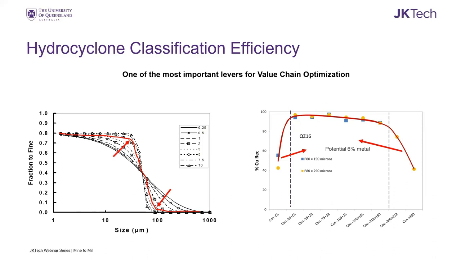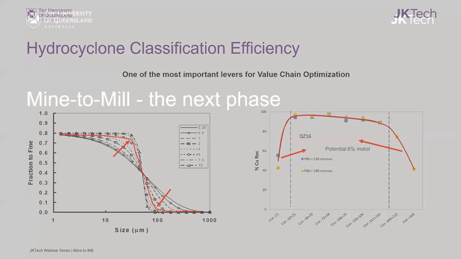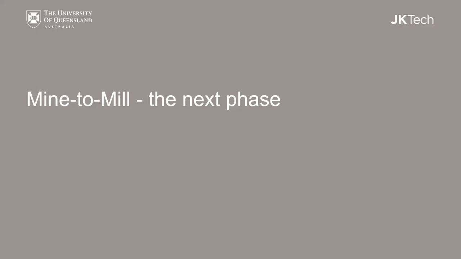So all the levers for process integration have one thing in common. They come from understanding the real impact of this process in the downstream processes. It really is, mine to mill, it really is recognizing the value chain as a sequence of processes where each one of them has an impact in the downstream process.